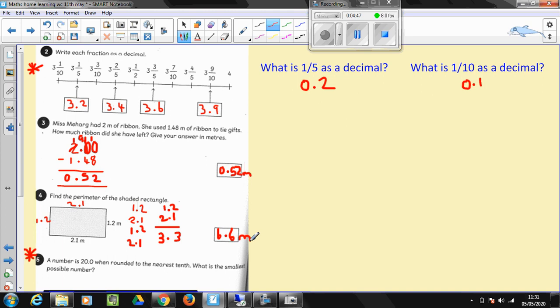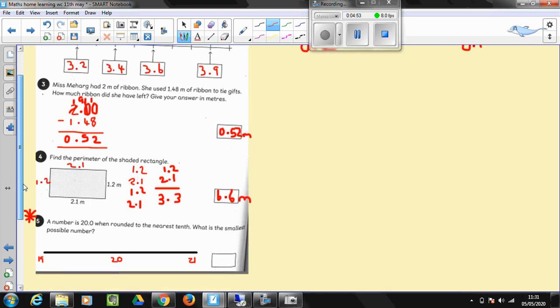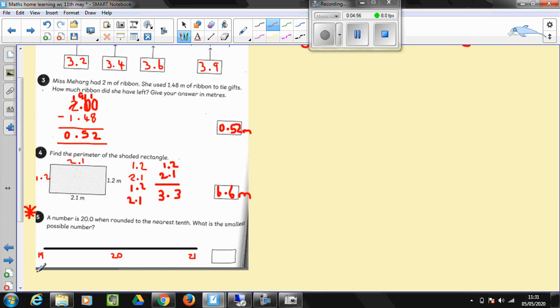And the final one, the number 20 when rounded to the nearest tenth. What's the smallest possible number? Well, I've drawn myself a number line to help myself out. I know if I was going to count in tenths, it would be 19.1, 19.2, 19.3, and so on. But I know 19.1 and 19.2 would round down, and 19.3 would round down, and 19.4 would round down. So 19.5 is the smallest number that would round up. So 19.5 is the smallest possible number it could be.